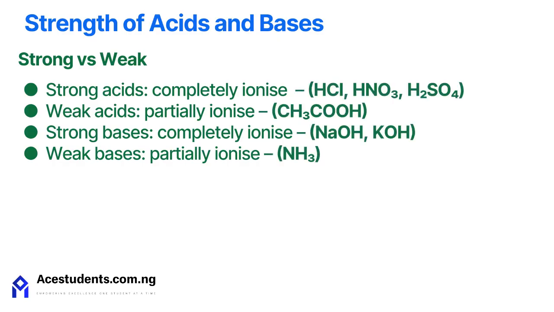For clarity, hydrochloric acid, nitric acid, and sulfuric acid are strong acids commonly tested in exams. Ethanoic acid is a typical weak acid. Similarly, sodium hydroxide and potassium hydroxide are strong bases, while ammonia is a weak base.